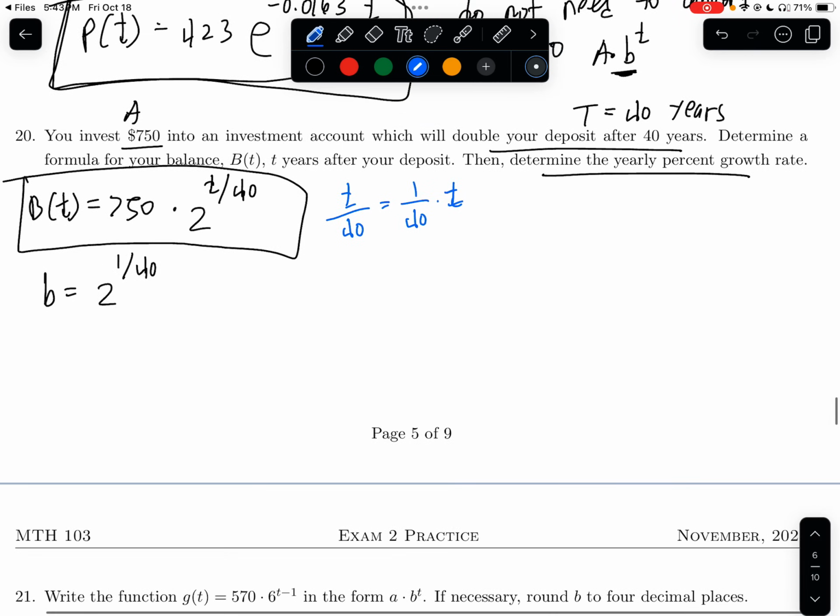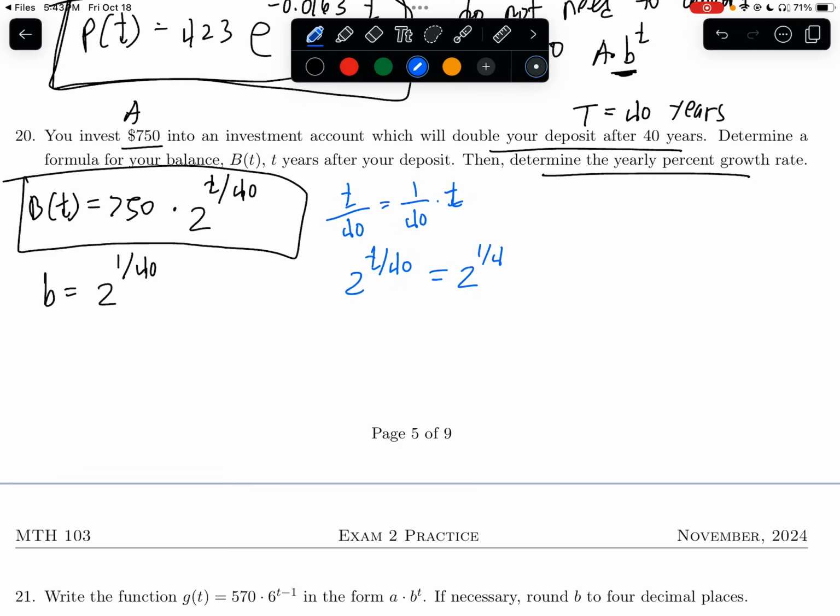And then this means that we can split the power into 2 to the 1/40 power, all to the power t. And then this is the base inside the parentheses. So that's b. And this is, if you compute it on your calculator, 1.0175. And then the growth rate is b minus 1, which would be 0.0175.